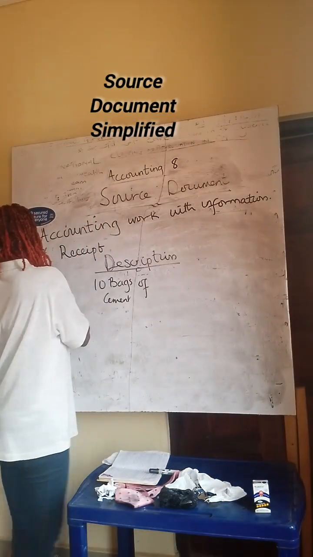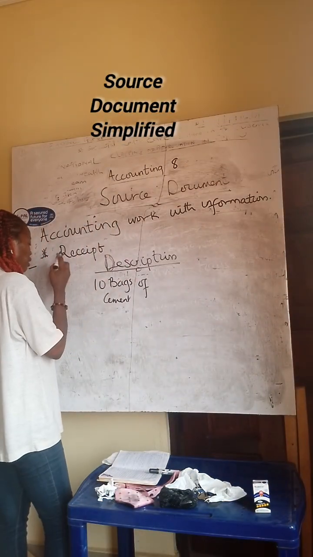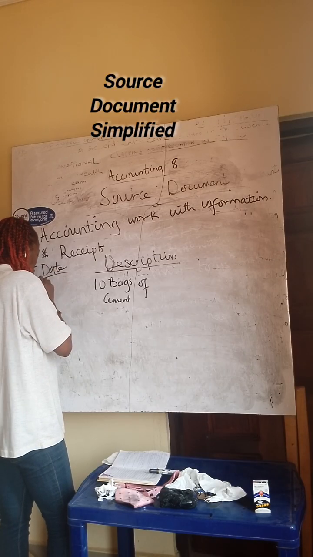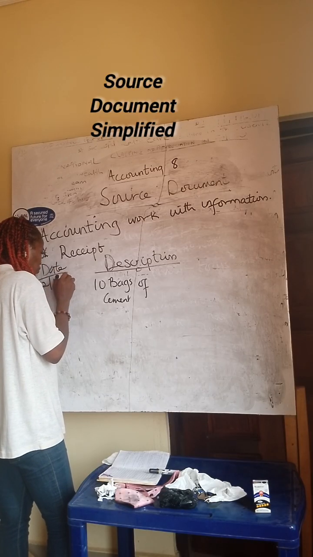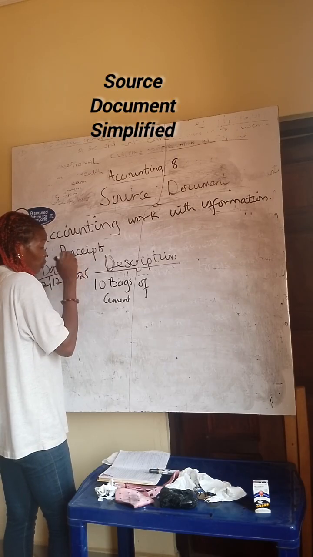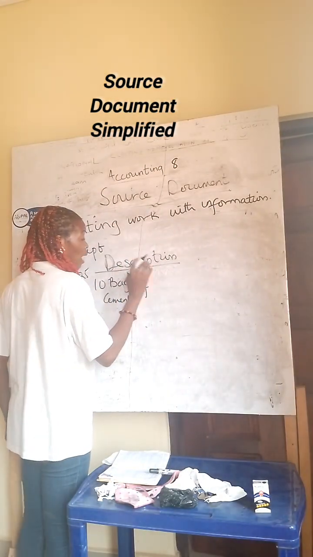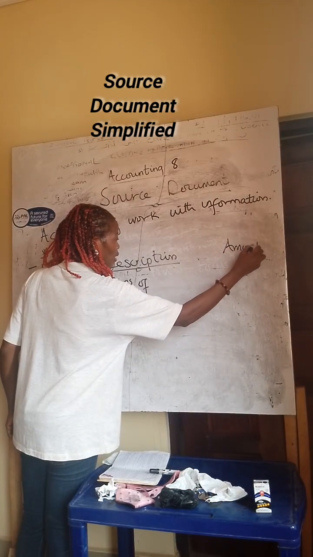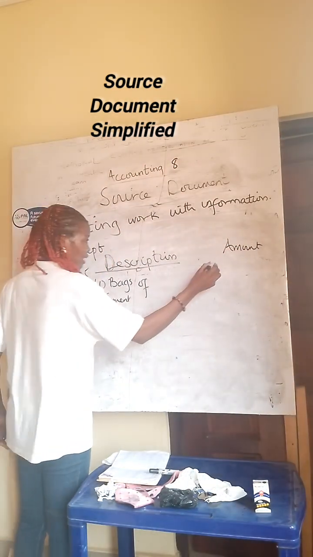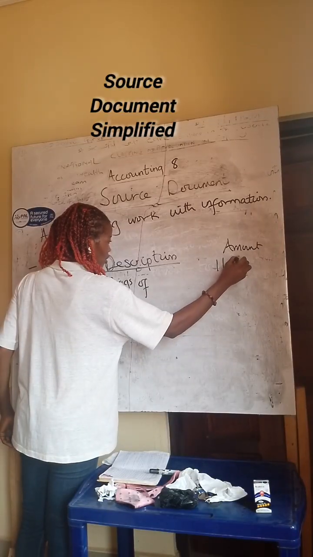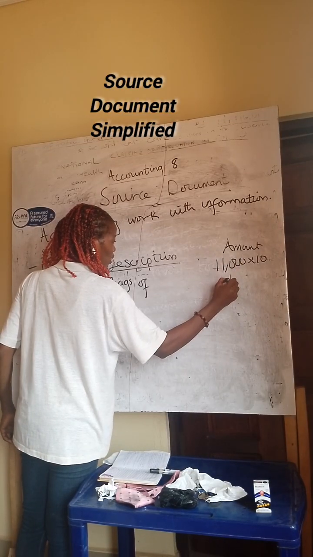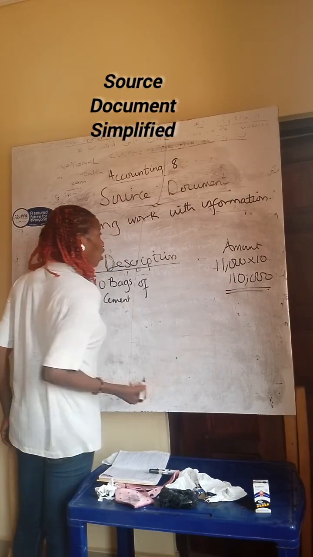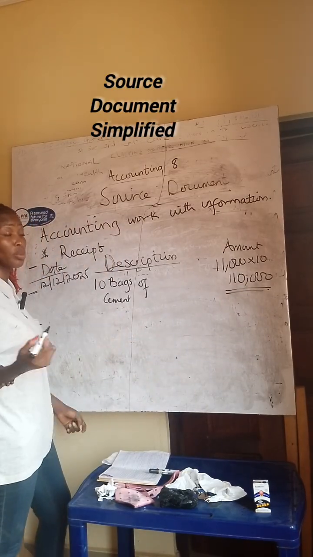Date is usually somewhere here, depending on how the invoice receipt looks. But there's a place for dates. The date that the transaction occurred. Let us say this occurred on the 12th of December 2025. There will be a date for it. There will be a description of what happened. There will be an amount. A bag of cement currently costs about 11,000 naira. So this times 10 will give me 110,000 naira. So this is what is due to be paid.